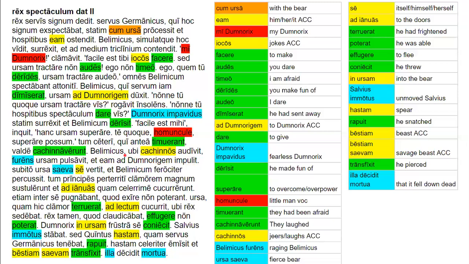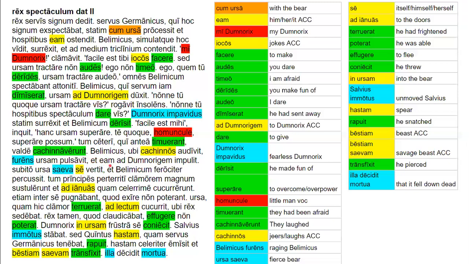Okay, so ubi introduces a temporal clause with a perfect tense verb, accusative direct object right there. Furens is another one of those participles, verbal adjectives. We get the word fury from this, but he's in a state of fury, and that's modifying Bellimicus. Perfect tense verb pulsavit, and the direct object is ursam. Impulit is another perfect tense verb. Eam is the direct object, and it's referring back to the bear.